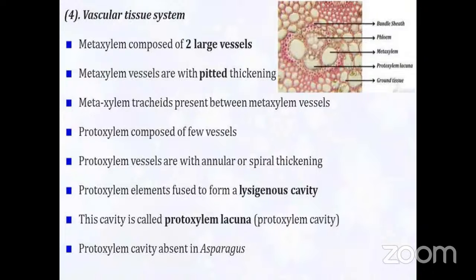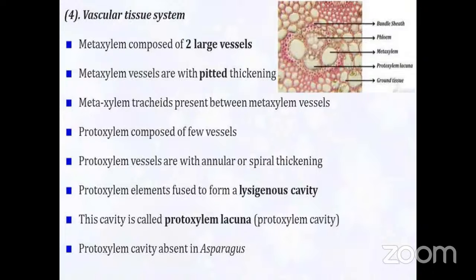Then tracheids are there, elongated tubes for conduction of water. And fibers are long tubes with thick walls. And vessels are long, cylindrical, and the cells are lignified. And xylem parenchyma is also there.